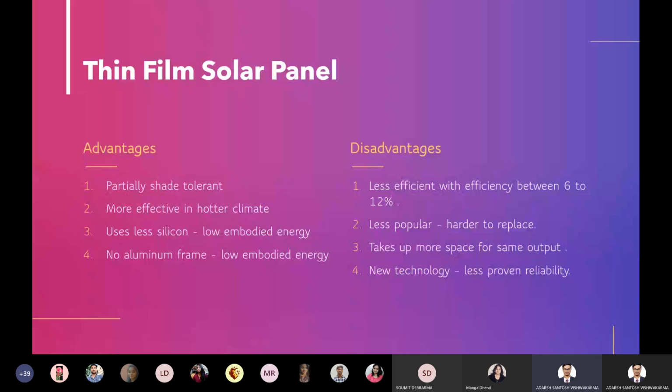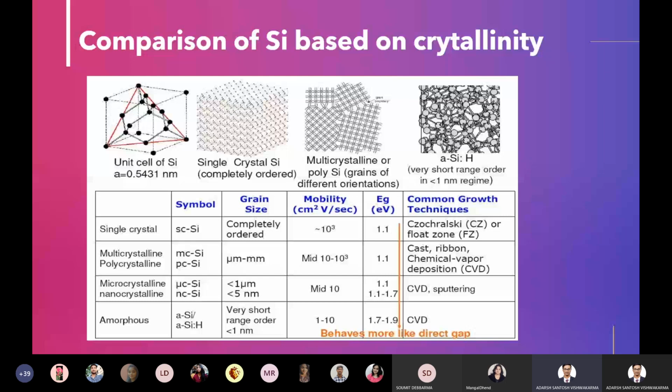A comparison of silicon based on crystallinity, which has to be selected for the solar panel. They are basically single crystal, multi-crystalline, that is polycrystalline, nanocrystalline, and amorphous. Generally, they are compared on the basis of grain size, mobility, and the manufacturing techniques. These four diagrams have been shown, which give a good idea of what single crystal, multicrystalline, nanocrystalline, and amorphous silicon are.